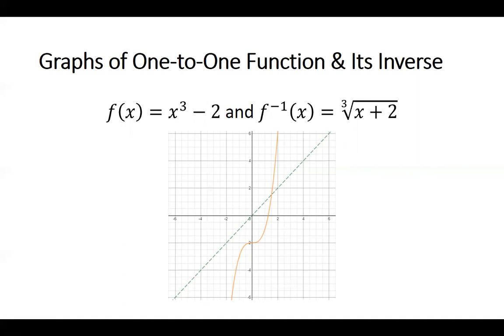So if we plot the cube root of x plus 2, we get the following, and we see that what was the y-intercept of f of x is now the x-intercept of the inverse of f of x. What was the x-intercept of f of x is now the y-intercept of the inverse of f of x. And we can see that they cross the line y equals x at the same point, right? And you can look at it and see that it's just a mirror image over the line y equals x.